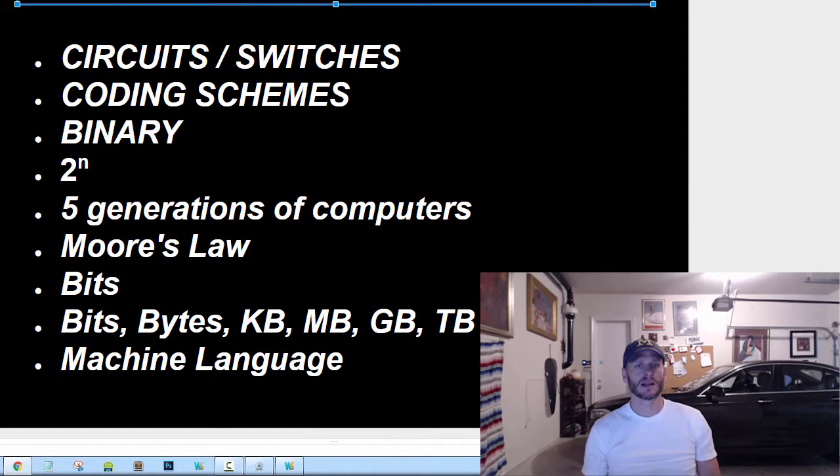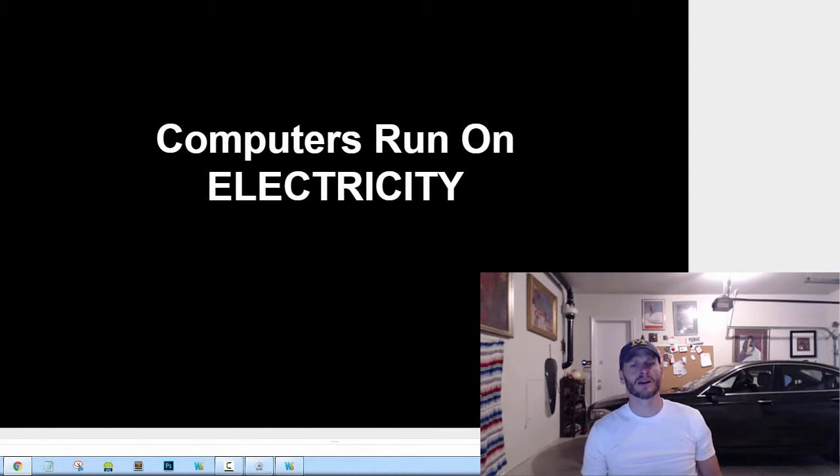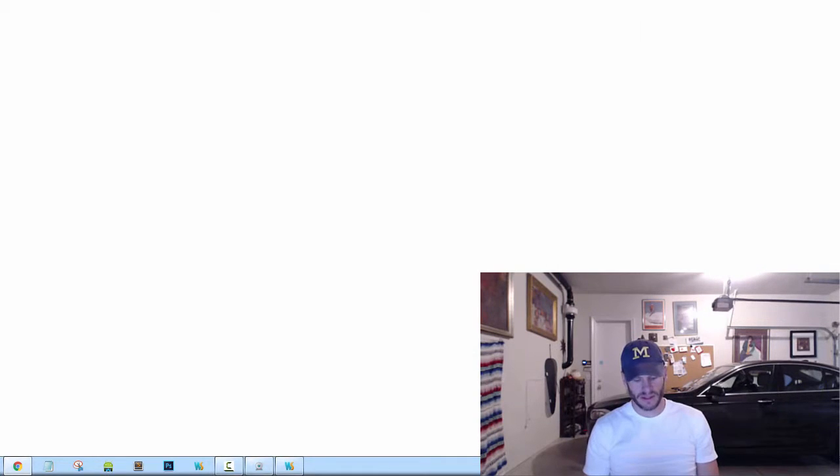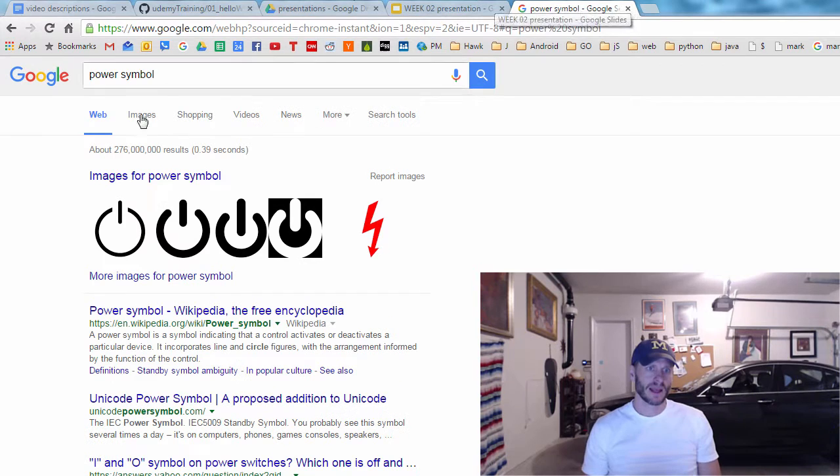All right, so let's take a look at this, how computers work. This is the first thing you need to know. Computers run on electricity. And that's just the foundation. And at the end of this presentation, we're going to get back to this idea of the power switch. And you know, the power symbol in computers is this power symbol. All right, and that's the universal power symbol for on or off.